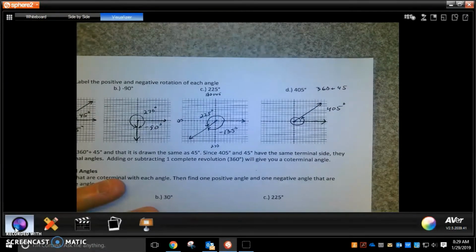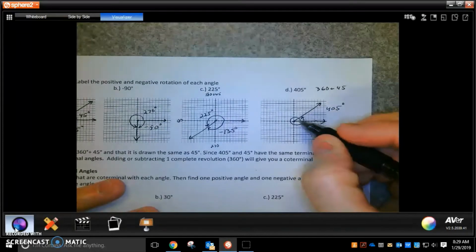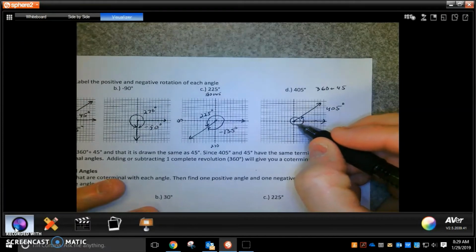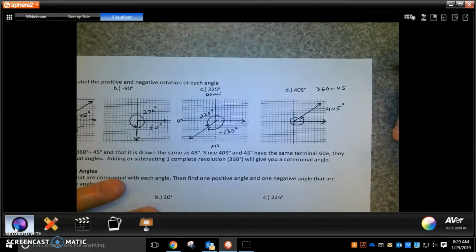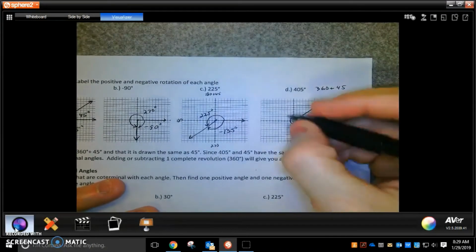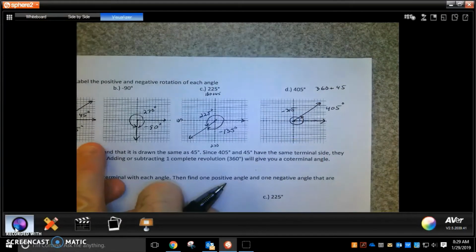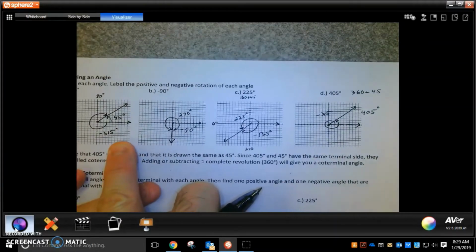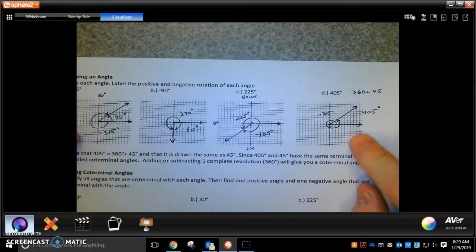Okay. Now, if you measured this in a negative direction, the easiest would just be to start here, go around, stop there, and you'll get that negative 315 degrees, which is actually the same thing we had on the first angle. Now, if you take a look at these two angles, they should look identical.